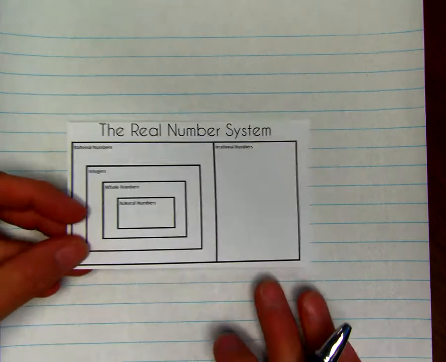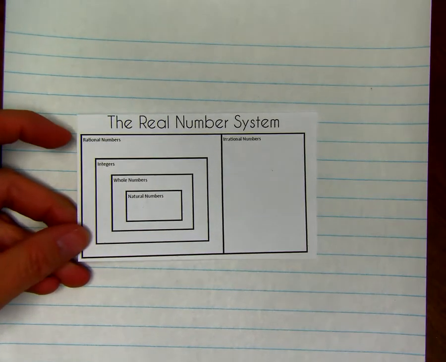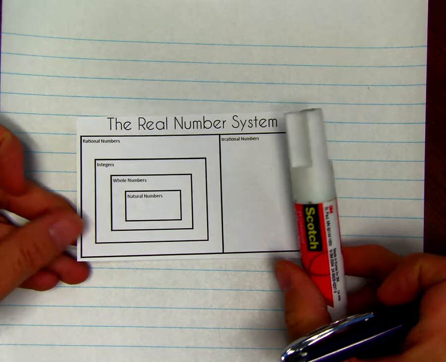This is Algebra 1, Lesson 1. For this lesson, you're going to need a handout that looks like this and a glue stick. So we are going to talk about classifying real numbers.